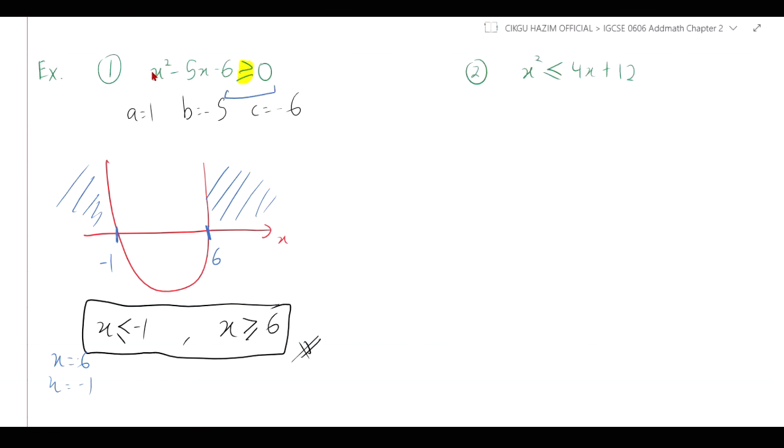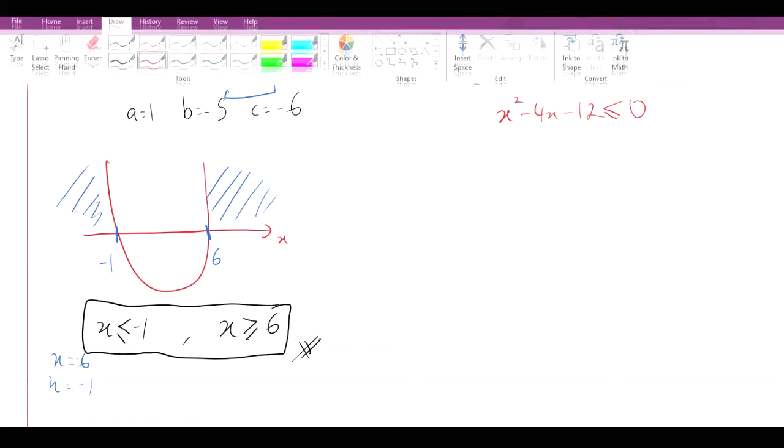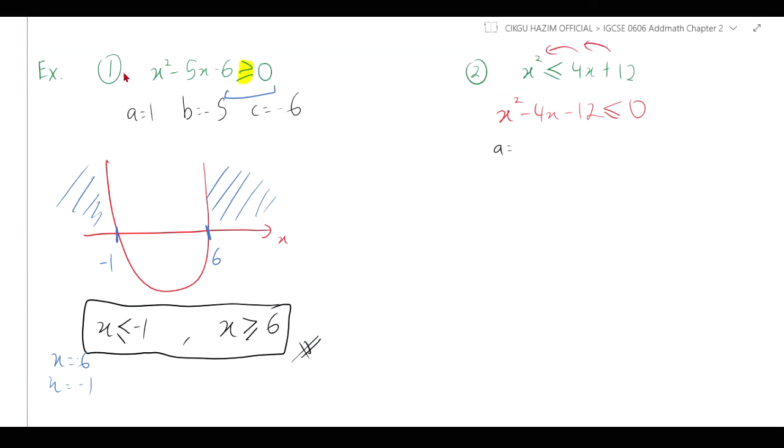Okay? Alright, same goes to here, which is x squared less than and equal to 4x plus 12. I'm going to rearrange it. It's going to be x squared minus 4x minus 12 less than or equal to 0. Why is it minus 4x minus 12? I move everything to the left side. Positive becomes negative, positive becomes negative. So from here, what's the value of a? a equal to 1, b equal to -4, and c equal to -12.